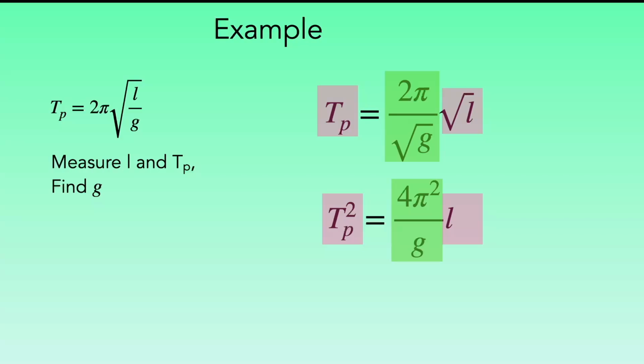Now sometimes it makes it easier if you can just have the slope be the thing you're looking for. So if I rearrange this equation so the g was up top, I could get something like this. This would come from squaring both sides, multiplying both sides by g. And so then for this one, I want g to be the m. So TP squared would be my x variable. 4 pi squared L would be my y variable.